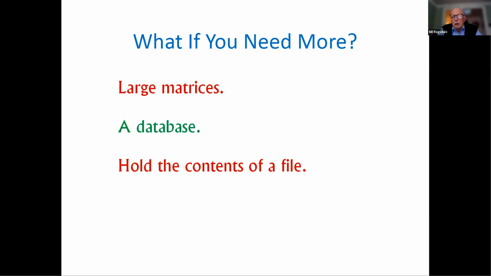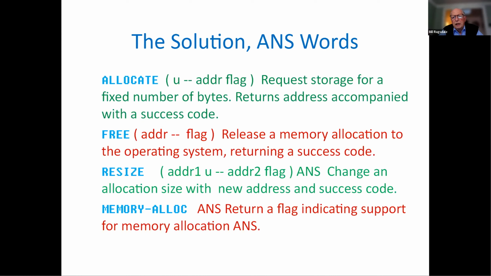So if you need more, how would you need more? Well, imagine you're doing a large matrix, maybe a 500 by 500 or something of that sort. Or you're doing a database. In this case, you need extended multi-dimensional storage. Or in the most simple case, you're just going to hold the contents of a file. Imagine you're bringing in a megabyte file. Rather than emplacing that megabyte file in the middle of the dictionary, you'd like a big block of memory allocated. So fortunately, the ANS standard provides for that.